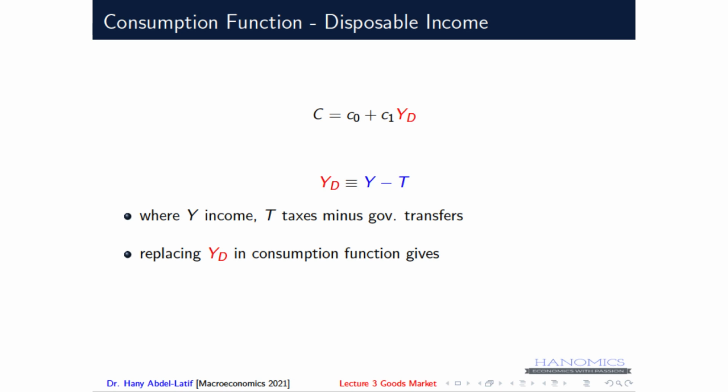So replacing YD in the first equation, the consumption equation, would give us this equation here, where again C, the consumption level, equals C0 plus C1, the marginal propensity to consume, multiplied by Y minus T. Again, this is just the disposable income.